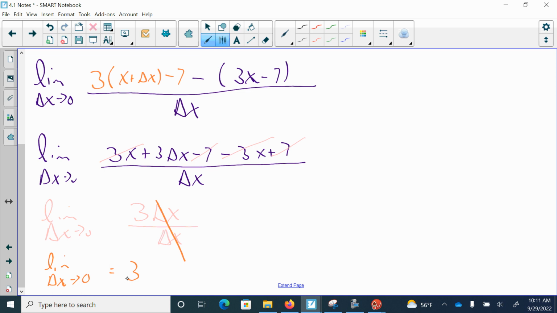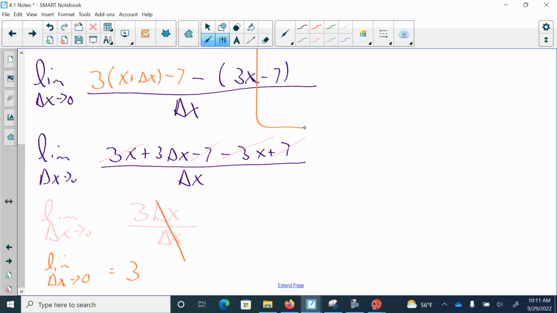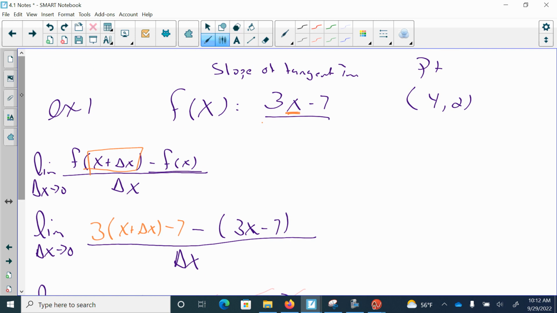Someone said it. Yeah, if I go up and graph this equation, 3x minus 7, you shouldn't have to graph that on your calculator. Do you have to graph that on your calculator? If I graph that, I'm going to have a line like this. This would be negative 7 down here.